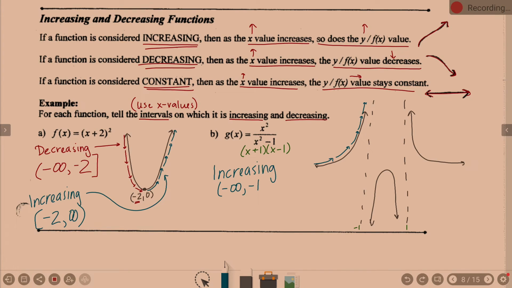Because we started over at the left, and we're going up, we're going up, we're going up, and the increasing is going up to positive infinity. But the x value that's going to prevent me from going any farther is negative 1. That negative 1 is an asymptote. So am I going to use a parenthesis or a bracket? I'm going to use a parenthesis because we're not ever going to touch negative 1.